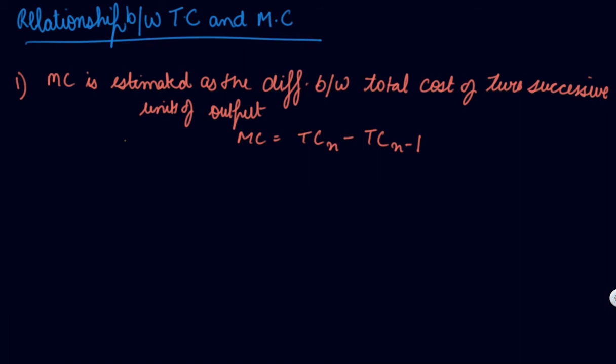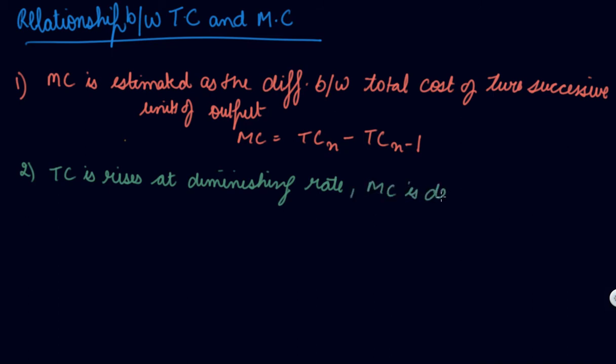The second relationship is that when total cost is rising at a diminishing rate, then your marginal cost is decreasing.